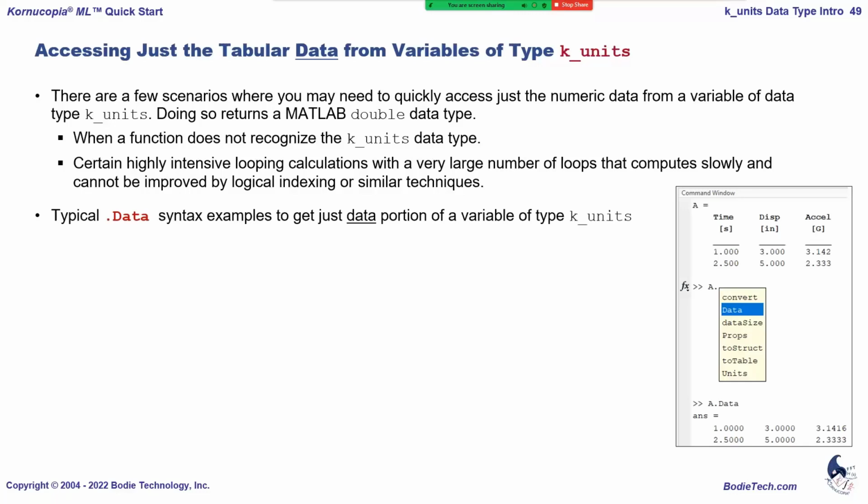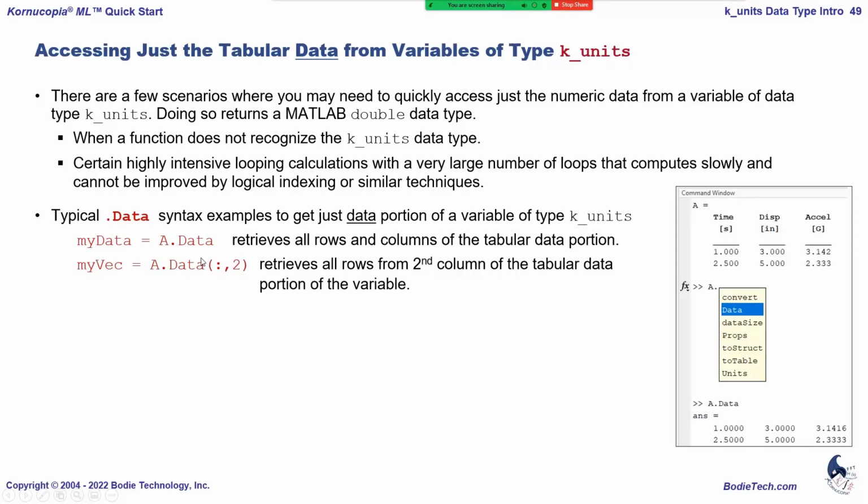The way you do that is with the .data property. So here's an array with some data in it. If I do a.data, I get just the numeric array of data. It's no longer a K-units data type here, this answer. It's just the numeric array. So you can do it like that to get all the data. You could also do something like this, where you're saying, give me all rows in just the second column. Here you're asking for, in the .data, just the Excel column, because we have it labeled here, Excel.